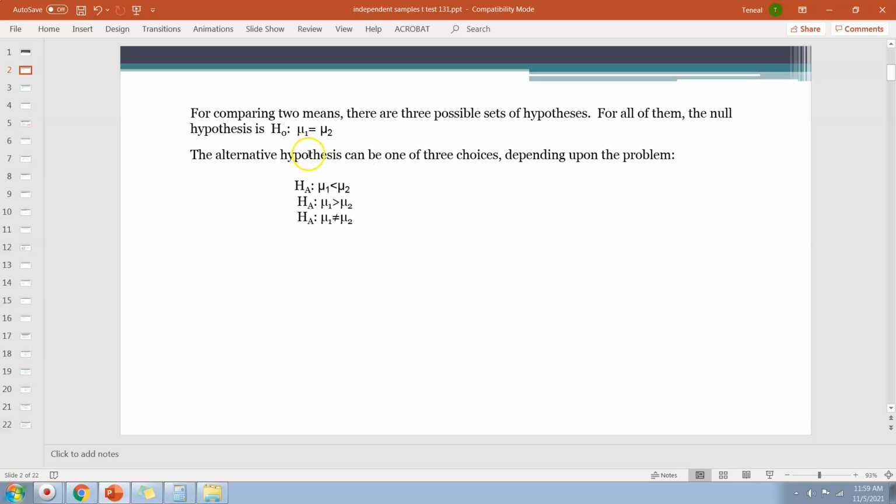So the null hypothesis is always that the two group means are equal to each other. And the alternative hypothesis could be that one of them is less than the other one, or that the first one is greater than the other one. Or we could have the two-tailed case where they just differ from each other. And if you remember, these other two are called the one-tailed hypothesis test.